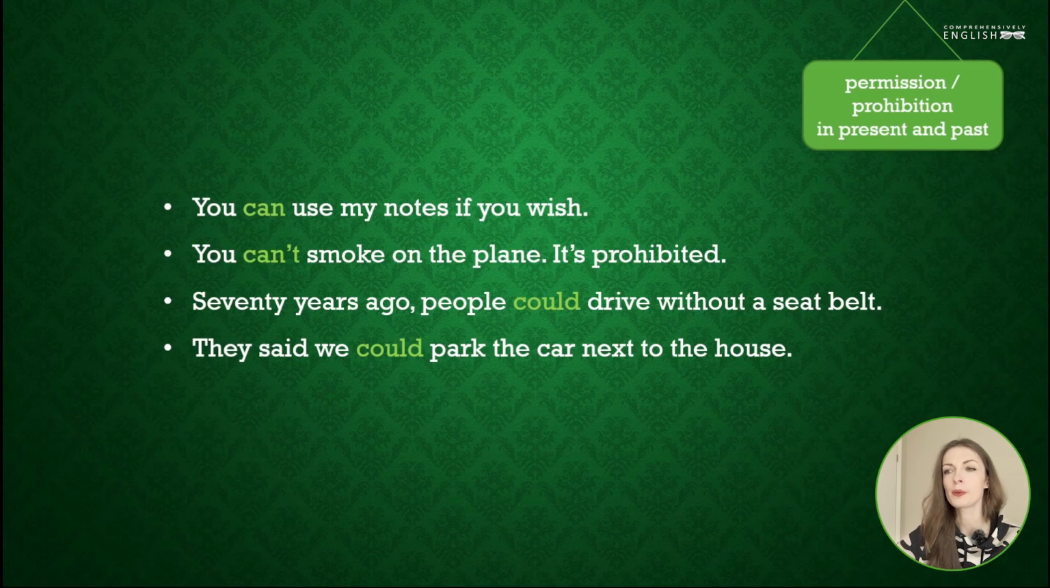70 years ago, people could drive without a seatbelt. So it was permitted, it was not prohibited. They could drive without a seatbelt. They said we could park the car next to the house. They allowed us to do this. They gave us their permission to park the car next to the house.